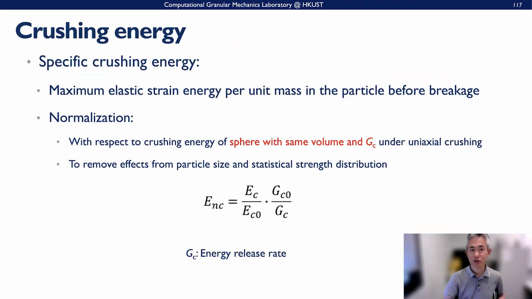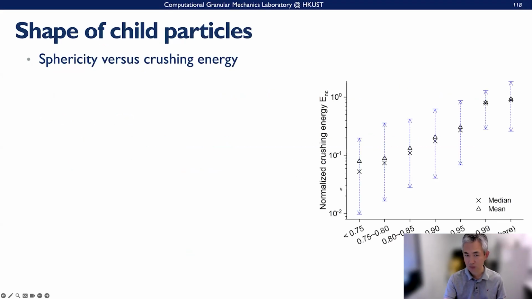There are also parts that we can analyze for the crushing energy here. The specific crushing energy we define as the maximum elastic energy per unit mass in the particle before breakage. And we do normalization, normalizing by the crushing energy of a perfect sphere with the same volume, fracture energy density, critical energy release rate, and uniaxial compression here. And this removes the side effect from the particle size and the statistical strength distribution here.